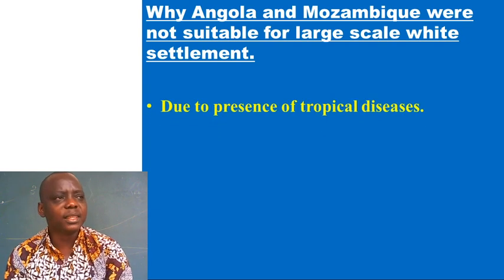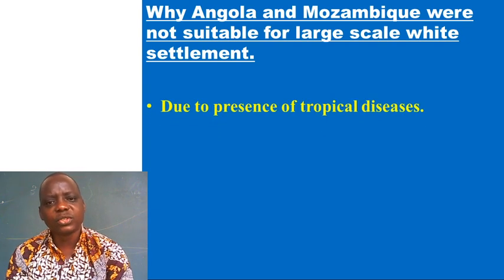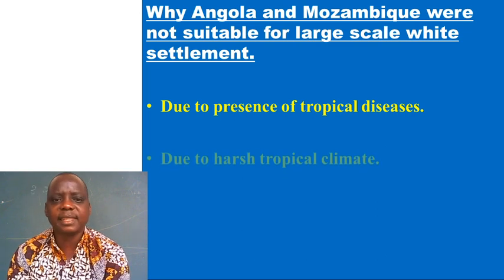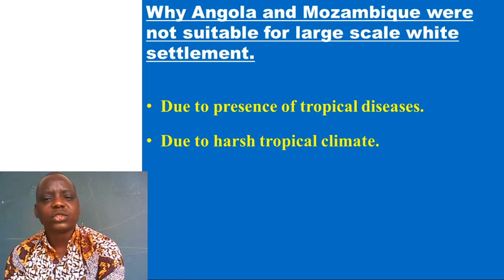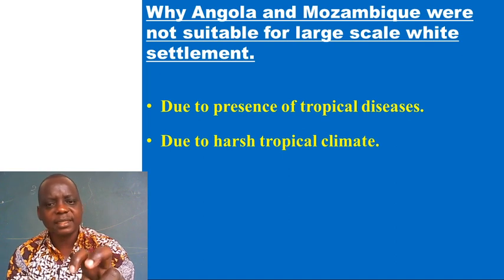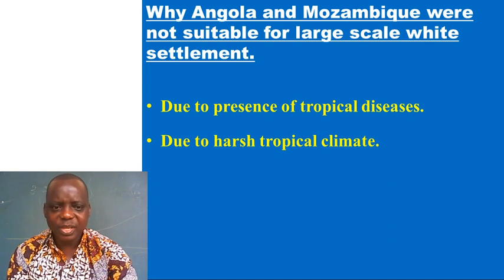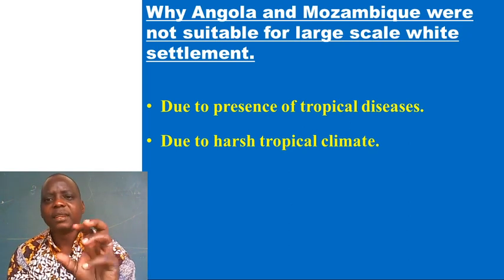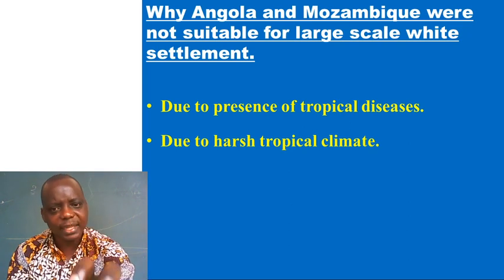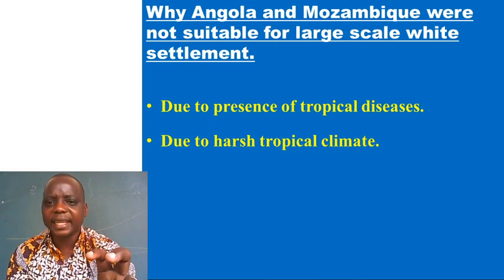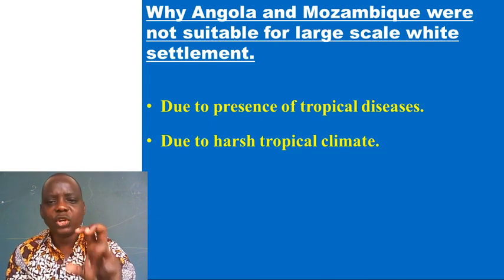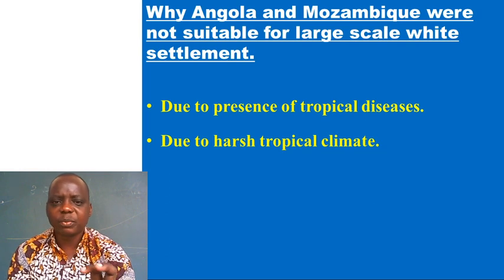We give these two reasons. One, it was due to presence of tropical diseases, and then due to harsh tropical climate. So this tells you that yes, Angola and Mozambique lie within the tropical climate or within the tropics. So that alone made the areas very hot, not suitable for the settlement of the colonialists.